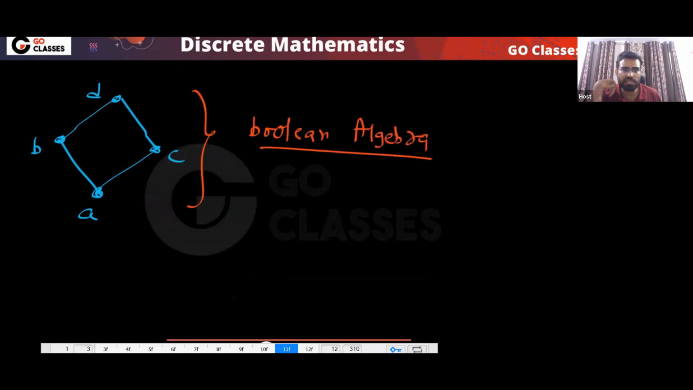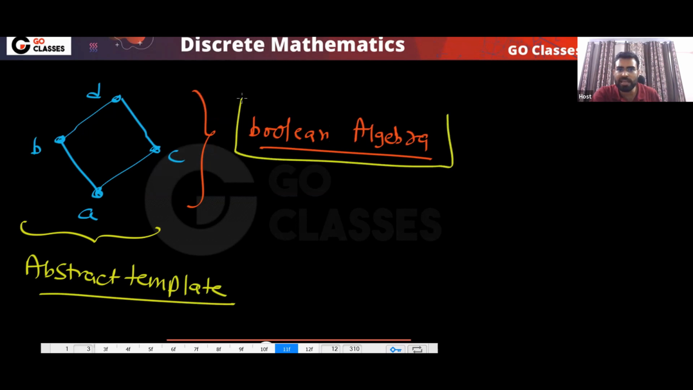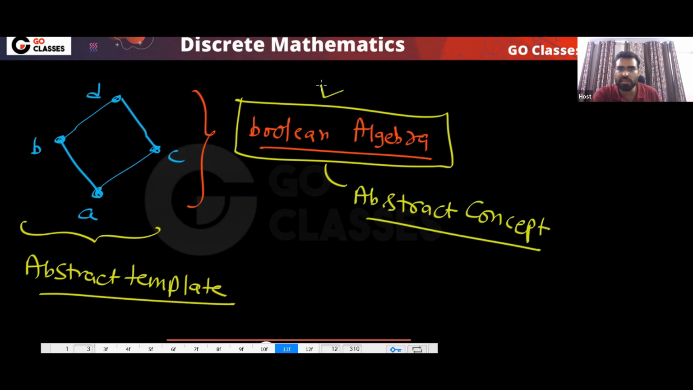What do you do? Just study the properties of this structure. Only study this abstract template. Yes, very good, excellent. So this is the abstract template. I can say that this Boolean algebra is an abstract concept. Remember, this is an abstract concept, right? Yes or no? So just study Boolean algebra.